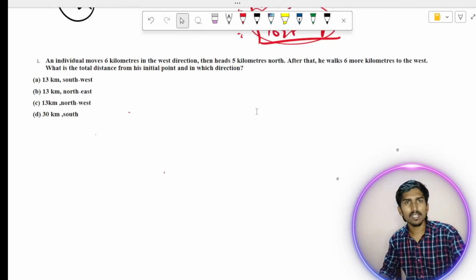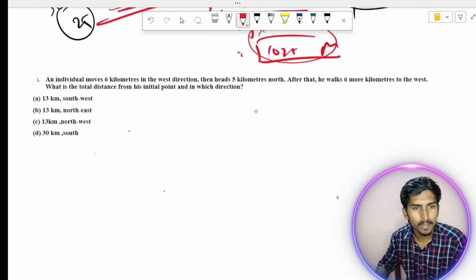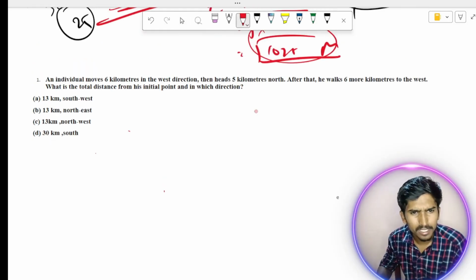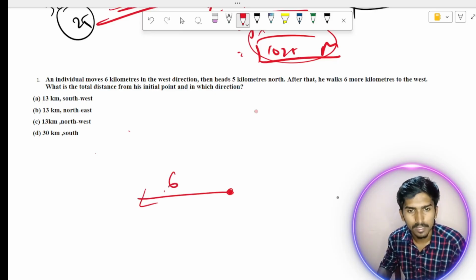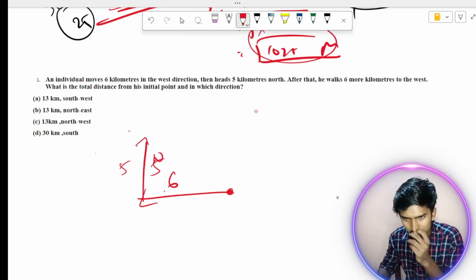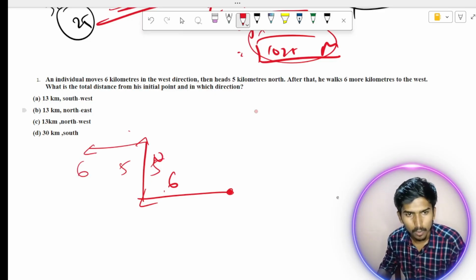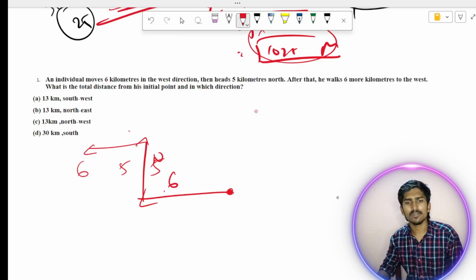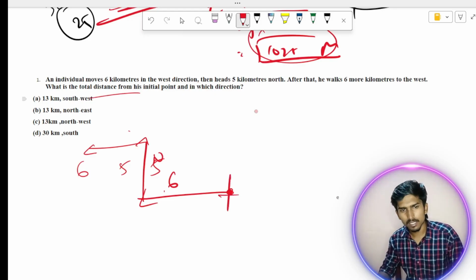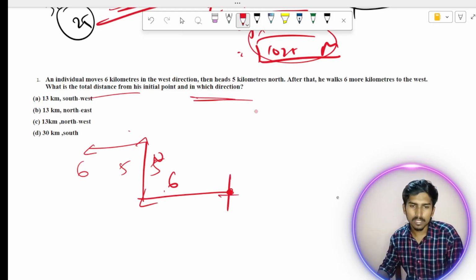I think probably this is the last question we solve and we end up. An individual moves 6 kilometers in the week. He or she is here, at 6 kilometers towards the west direction, and then heads 5 kilometers north, and after that walks 6 more kilometers to the west. What is the total distance from his initial point, from the starting? What is the distance and what is the direction? They're asking.